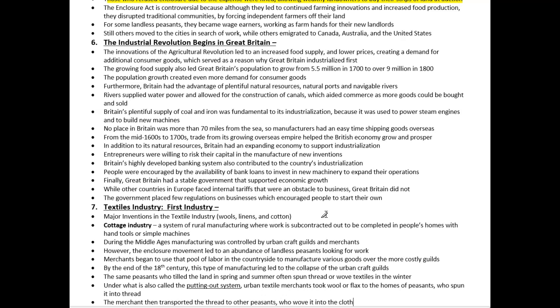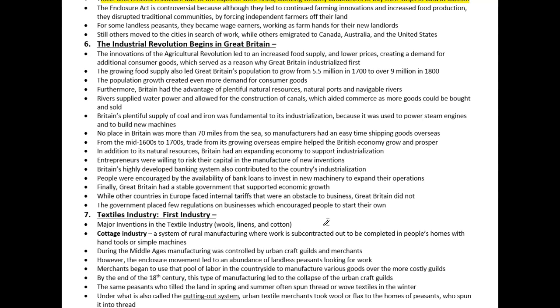Furthermore, Britain had the advantage of plentiful natural resources, natural ports, and navigable rivers. Rivers supplied water power and allowed for the construction of canals, which aided commerce as more goods could be bought and sold. Britain's plentiful supply of coal and iron was fundamental to its industrialization because it was used to power steam engines and to build new machines. No place in Britain was more than 70 miles from the sea, so manufacturers had an easy time shipping goods overseas. From the mid-1600s to 1700s, trade from its growing overseas empire helped the British economy grow and prosper.